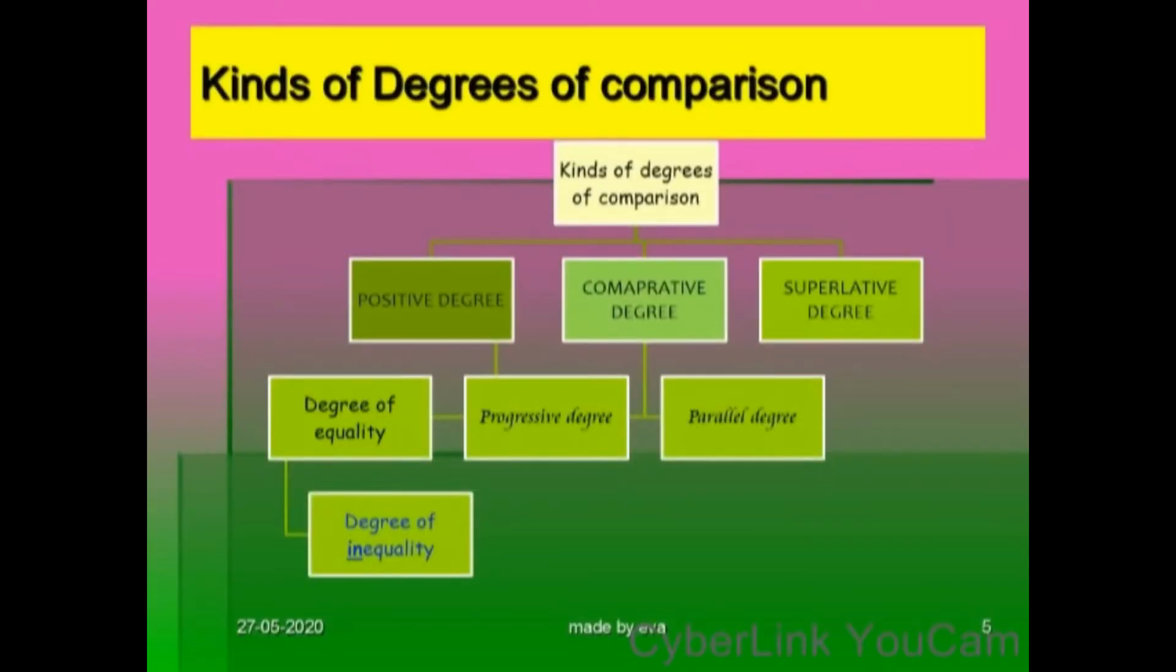Now follow the kinds of degrees of comparison. There are mainly three kinds of degrees of comparison: positive degree, comparative degree and superlative degree. Here you find there are more degrees.